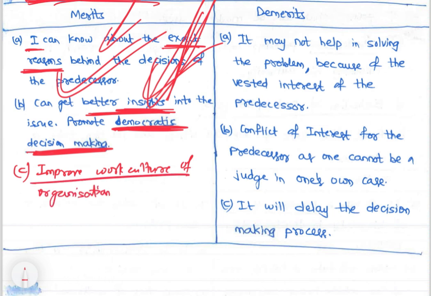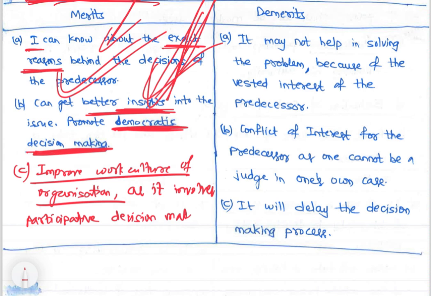Improve work culture of organization, because it involves participative decision making, right? It involves participative decision making. So improve work culture of organization.